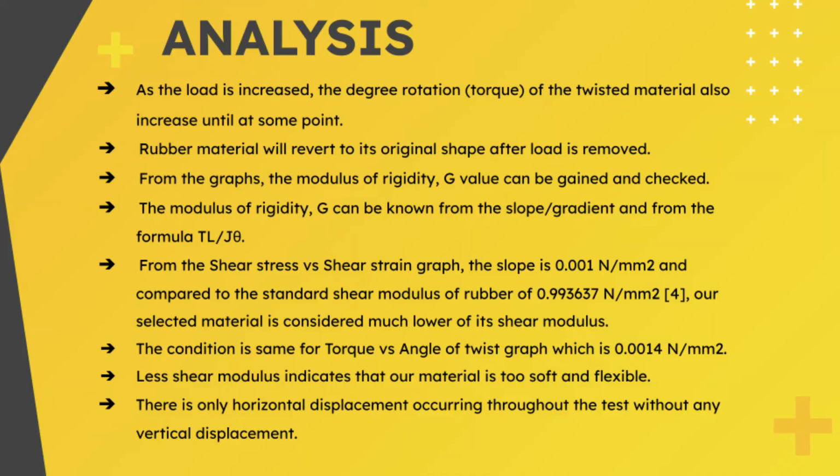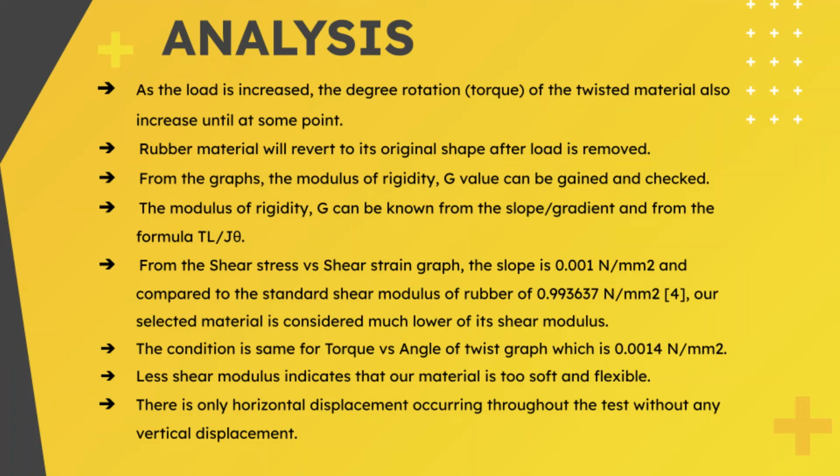For our discussion, as the load is increased, the degree of rotation of the twisted material also increased until at some point. Rubber material will revert to its original shape after the load is removed. From the graphs, the modulus of rigidity G value can be gained and checked. The modulus of rigidity G can be known from the slope and from the formula given.